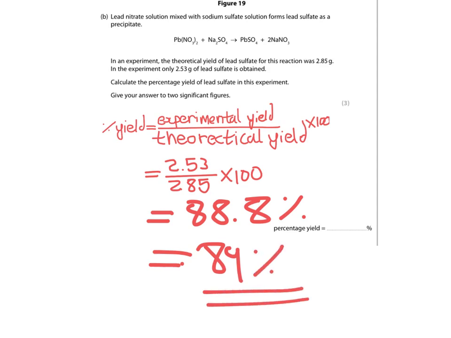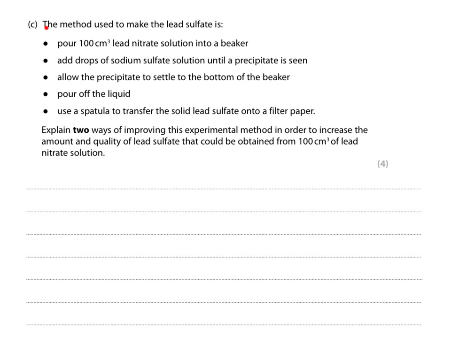Final answer. So this question is talking about the method used to make lead sulfate. You pour 100 cm cubed of lead nitrate solution into a beaker, add drops of sodium sulfate solution until a precipitate, remember that's the solid, is seen, allow the precipitate to settle to the bottom of the beaker, pour off the liquid, use a spatula to transfer the solid lead sulfate onto a filter paper. And the question is asking you to explain 2 ways of improving this experimental method in order to increase the amount and quality of lead sulfate that could be obtained from 100 cm cubed of lead nitrate solution.